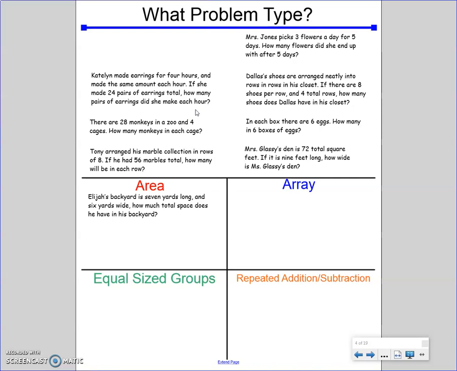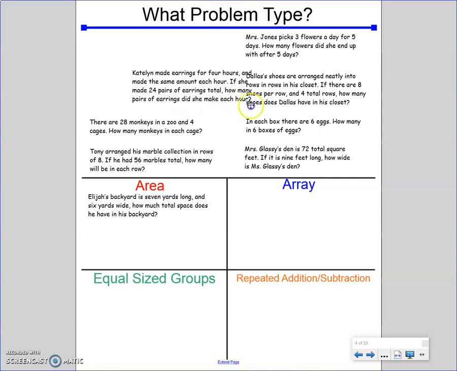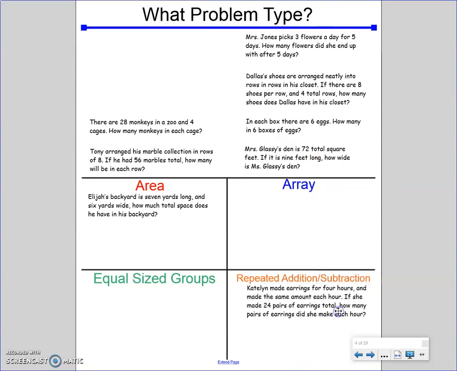So I hear that there's an action that's happening repeatedly the same way, making pairs of earrings. I also know that this is happening over time. She's doing it every hour. So I can tell that this is either repeated addition or repeated subtraction because there's a repeated action that's happening again and again. Let's take a look at this next problem.